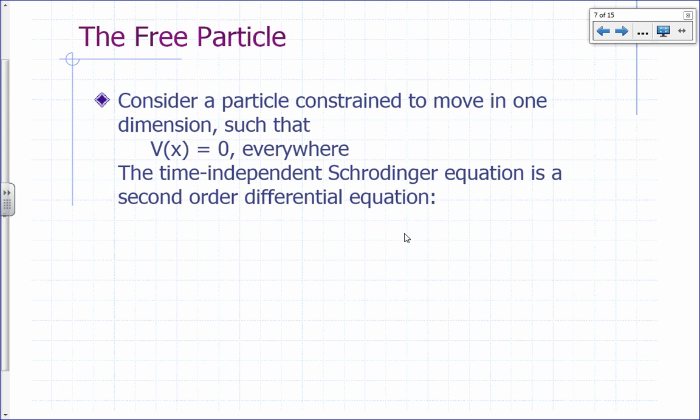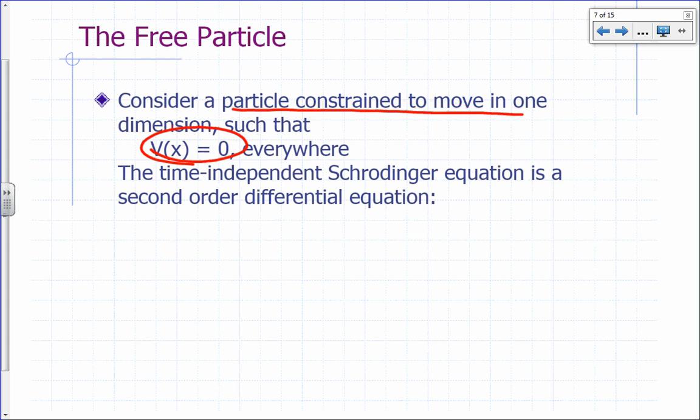All right. So we're now ready to tackle the simplest possible problem we can deal with. We're going to look at the free particle. This is a particle that's moving in one dimension, okay, and the potential energy is 0 everywhere. That means along the x-axis, it's not experiencing any force at all, so its potential energy is constant.